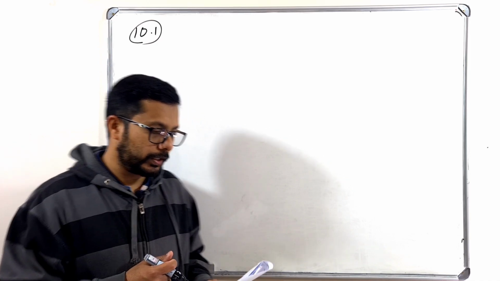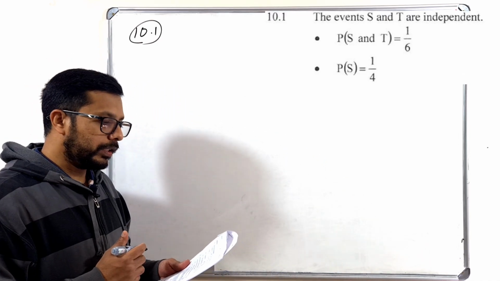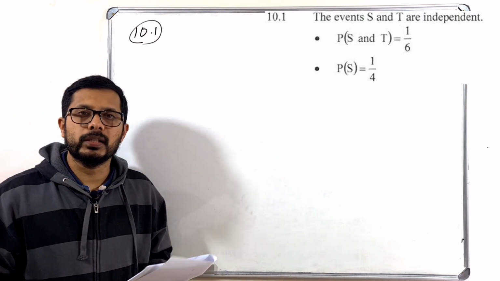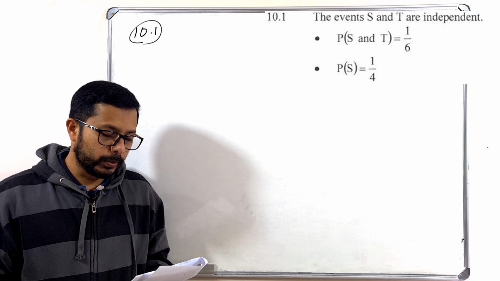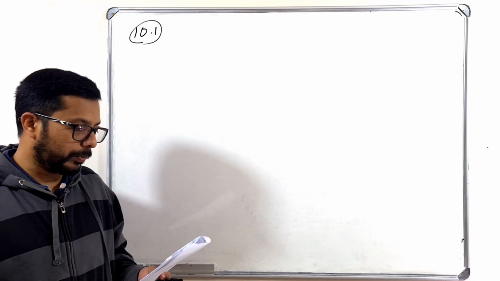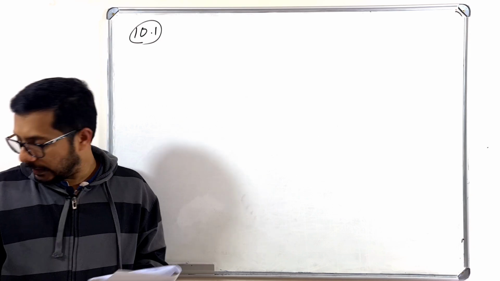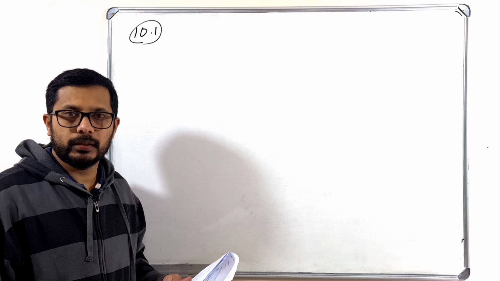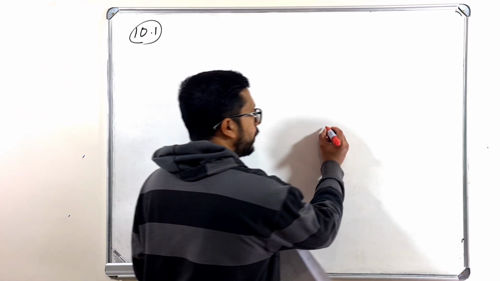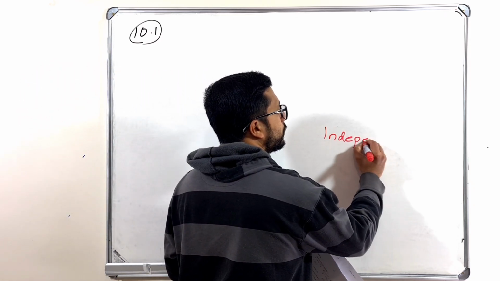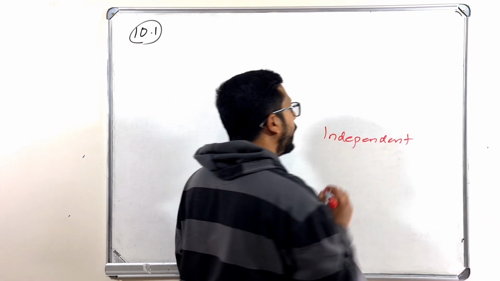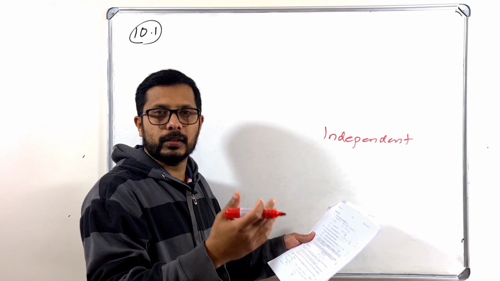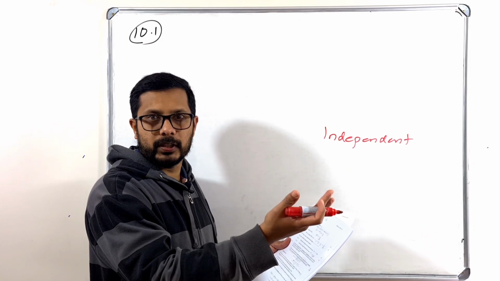What is question number 10.1? The events S and T are independent. So they are saying that two events S and T are independent. Then the probability of S and T is 1 over 6, and the probability of S is equal to 1 over 4. Calculate the probability of T. So what is the meaning of independent? In English, the word independent means individual, not depending on something or someone.